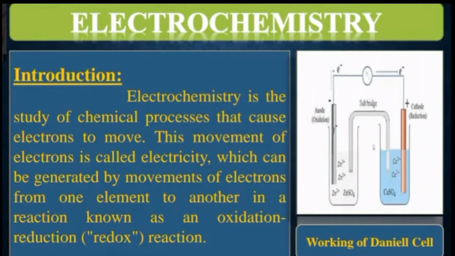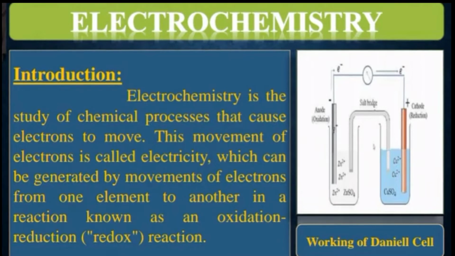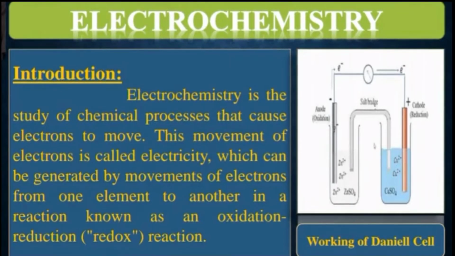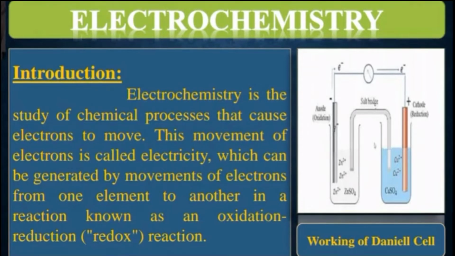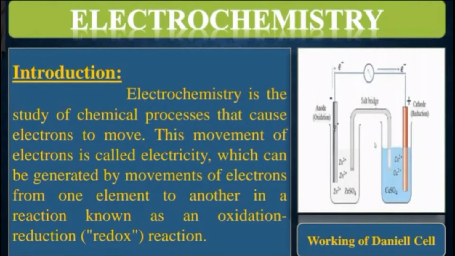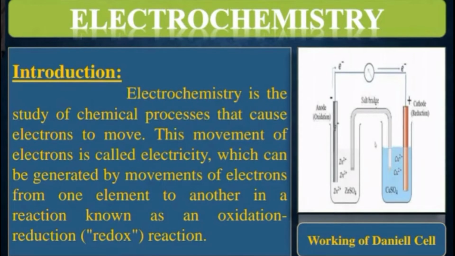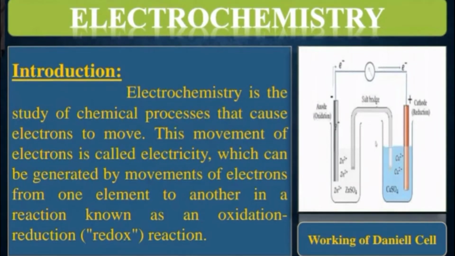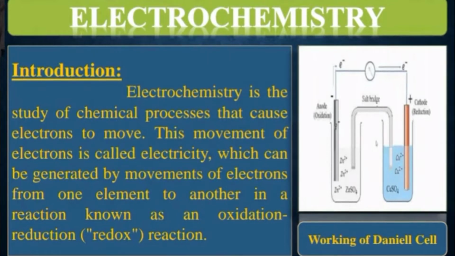Electrochemistry is the study of chemical processes that cause electrons to move. This movement of electrons is called electricity, which can be generated by movement of electrons from one element to another in the reactions known as oxidation reaction and reduction reaction. It is commonly known as a redox reaction.